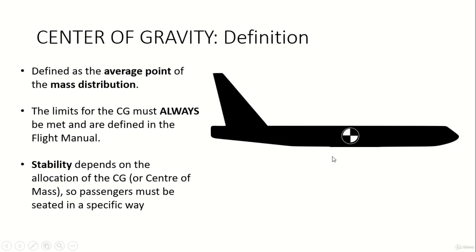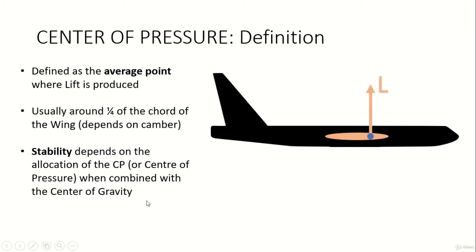So it is really an important concept to take into account, and pilots and all the staff are required to check with the flight manual all the allocations of their passengers. This is important. Stability depends on the allocation of the center of mass, the center of gravity, as I mentioned. So, as we said, passengers must be seated in a specific way.